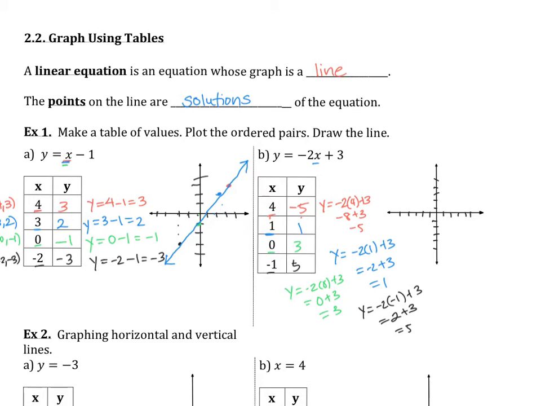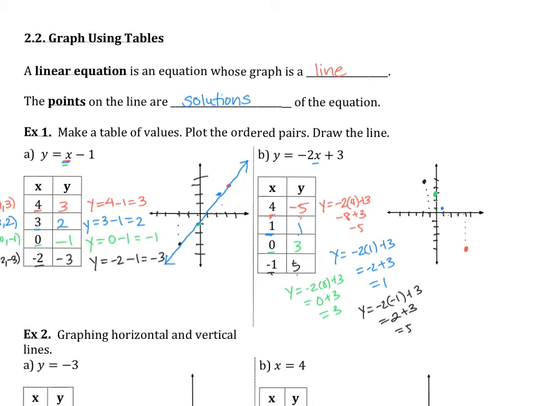So x is 4, y is negative 5. So right 4, down 5. 1, 2, 3, 4. 2, 3. Okay, my next one. X is 1, y is 1. So from the origin, right 1, up 1. Okay, 0, 3. Right 0, up 3. And then my last one, negative 1, 5. So I'm going to go left 1, up 5.